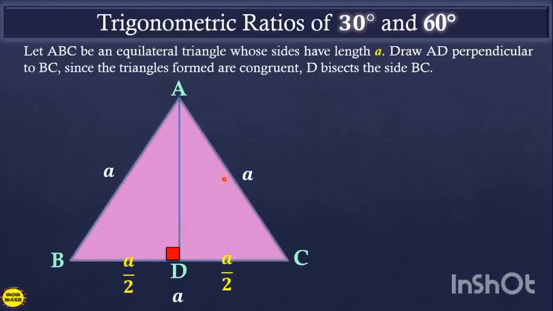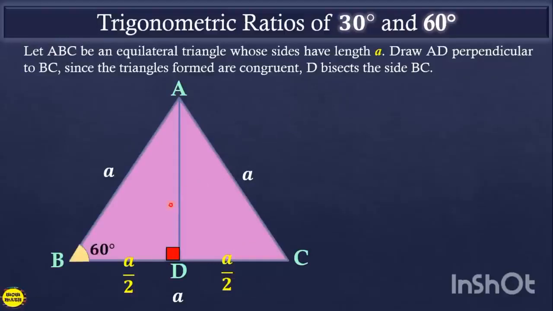Since equal nga po itong tatlong sides natin na pare-pareho silang A, hinati po itong segment na to into two congruent segments. So, ibig sabihin yung A divided by 2 kasi hinati siya. So, A over 2 ito, A over 2 ito. Halimbawa, 10 ang sukat nito, ibig sabihin ng sukat nito, 5. So, i-substitute natin 10 divided by 2 is 5. Kaya, A over 2. Okay? So, let us find the trigonometric ratios of 30 degrees and 60 degrees angle.